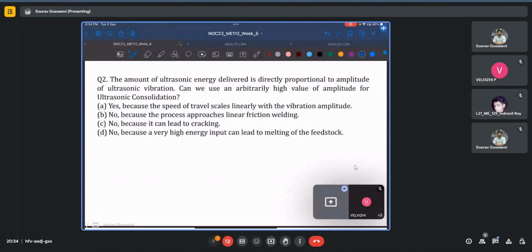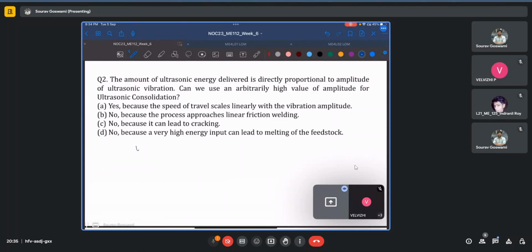The second question is asking that the amount of ultrasonic energy that is delivered is directly proportional to the amplitude of ultrasonic vibration. Thus, can we use an arbitrarily high value of amplitude for ultrasonic consolidation? So this is an assertion and reasoning type of question that we have to make a choice as well as we have to provide the correct assertion as to why this choice is suitable.